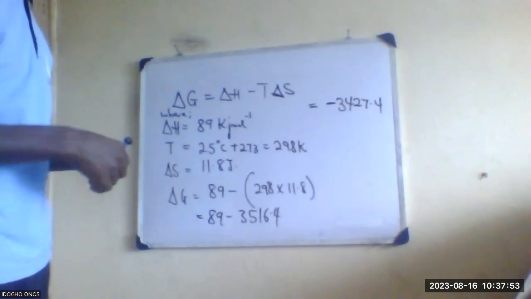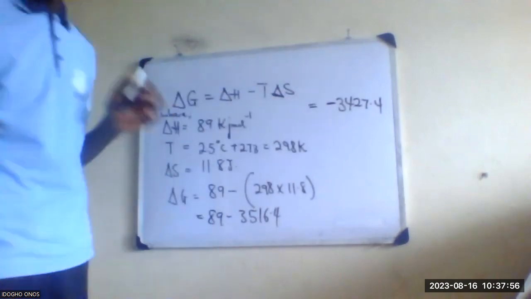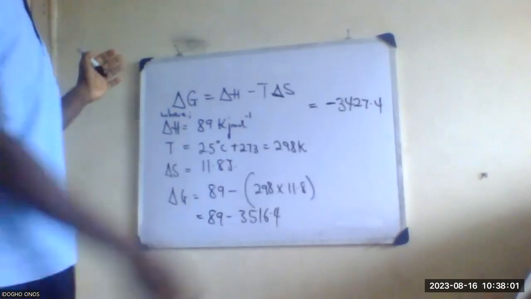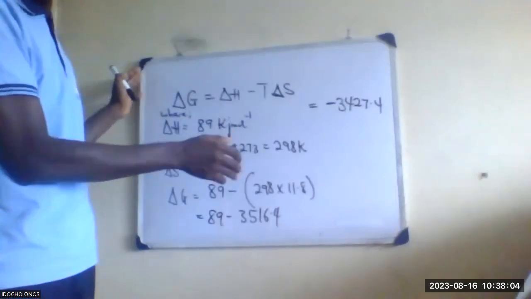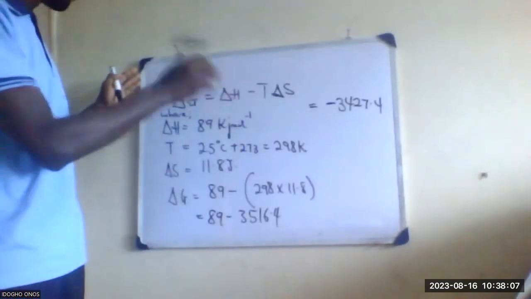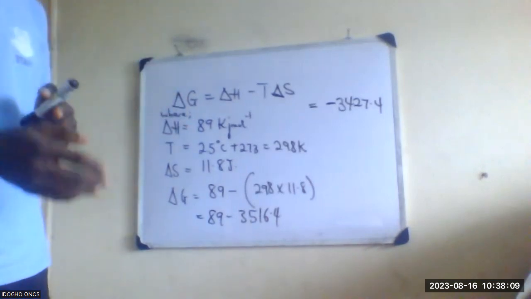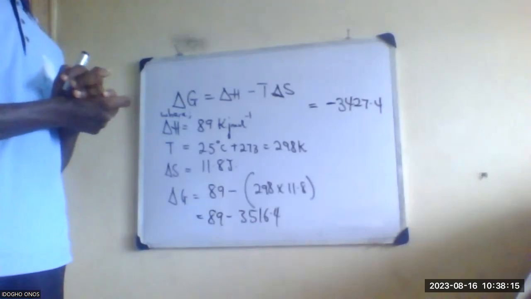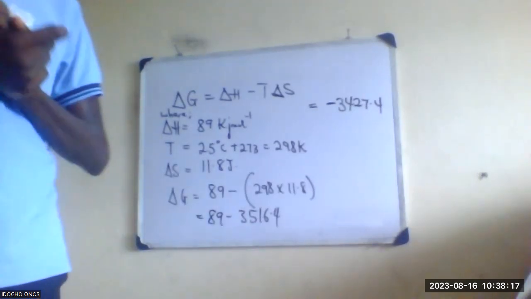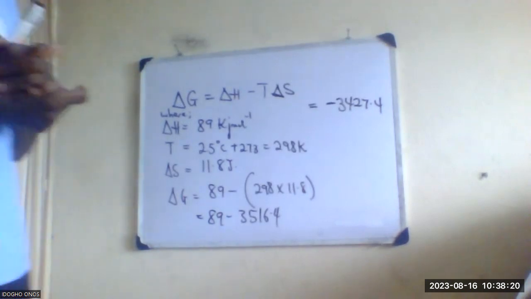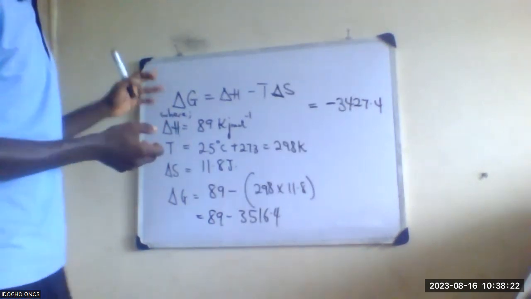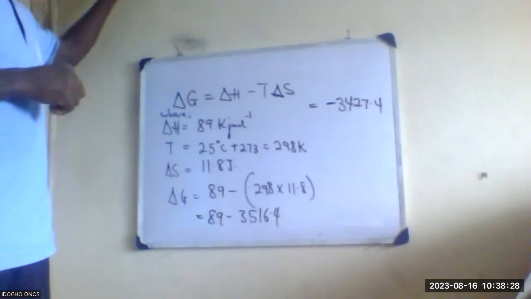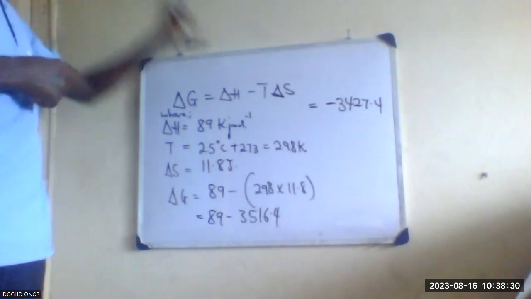So if a child is getting, for example, now, because it is negative, what did we say when it is negative? That means it's spontaneous. Good. You can say the reaction is spontaneous because free energy change is negative. So that is how it should be done. So come again with the answer. The reaction is spontaneous because the free energy change is negative.